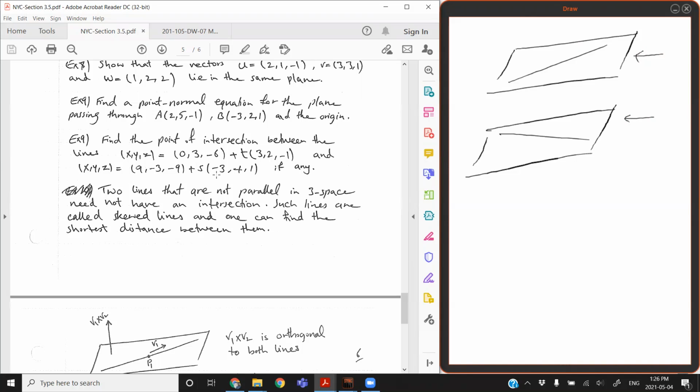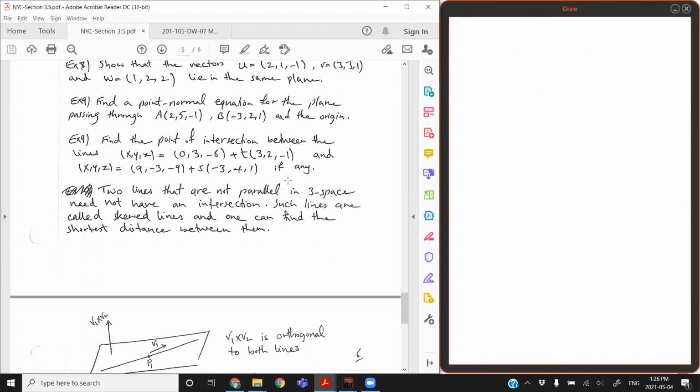So if you're given two lines, these two lines may be intersecting, may be parallel, or may be not parallel and not intersecting. So in this example here, it says, find the point of intersection between these two lines, if any. So maybe there is no point of intersection, maybe there is. Let's try to find the point of intersection to see whether there exists a point of intersection or not.